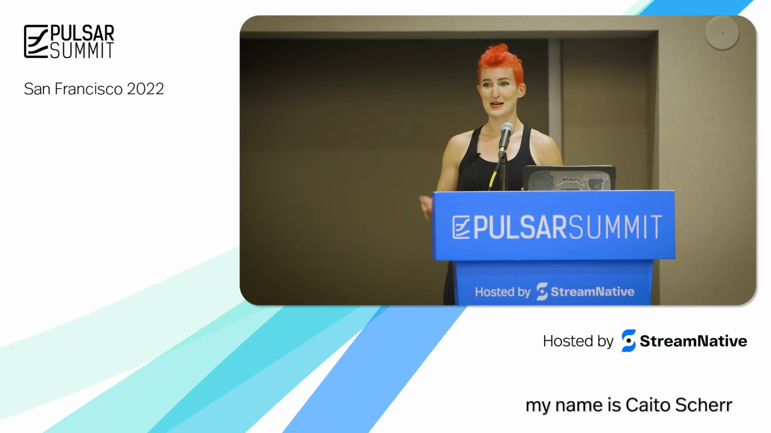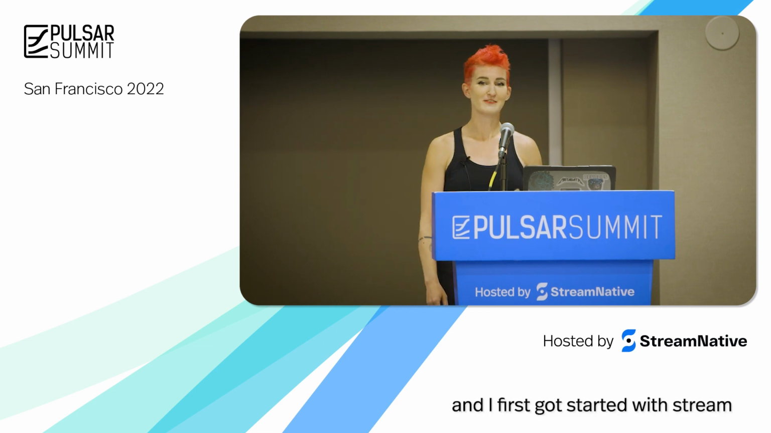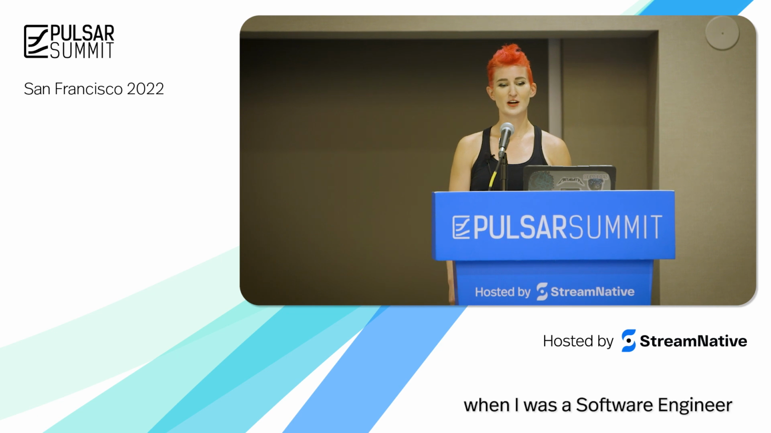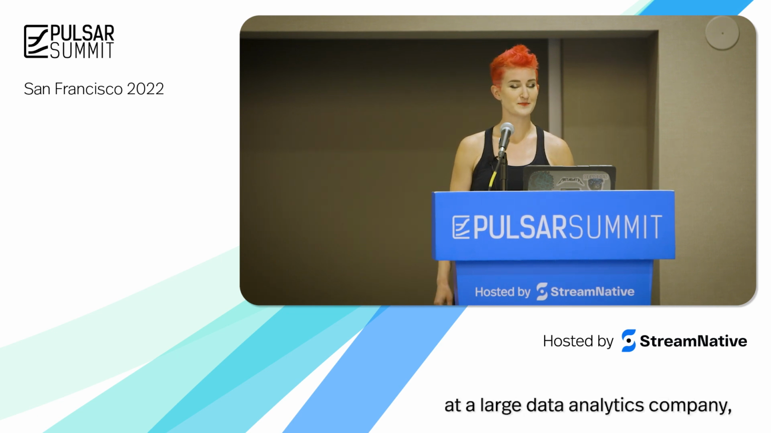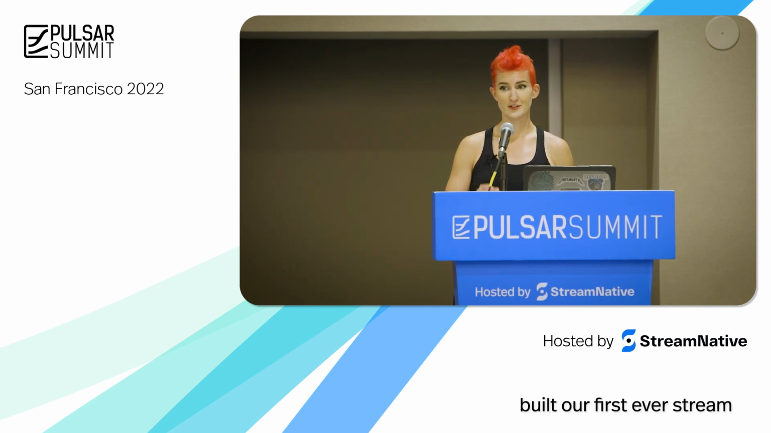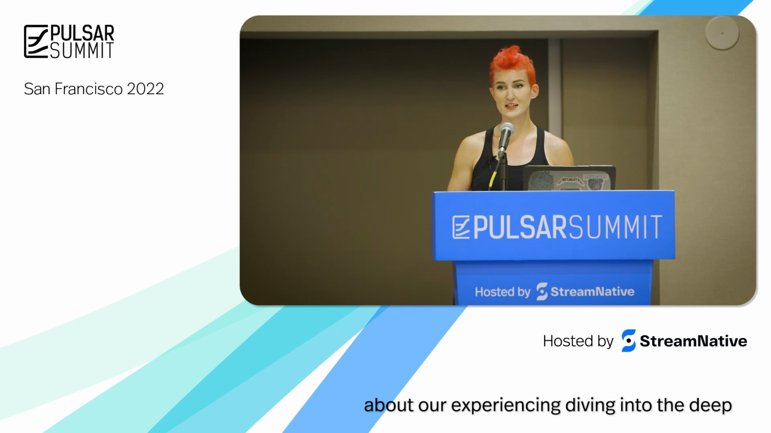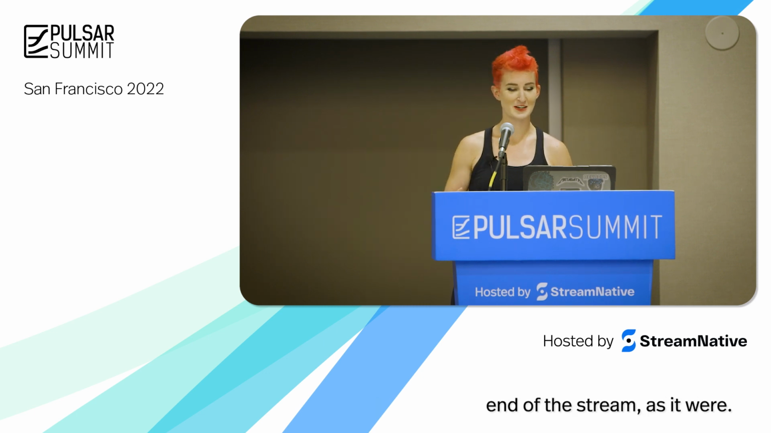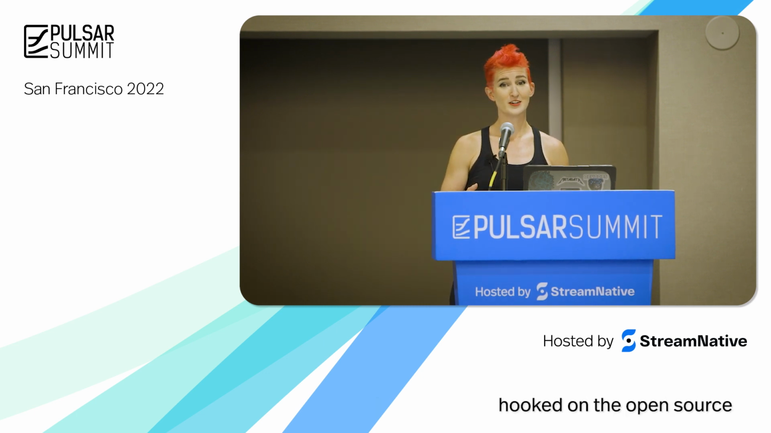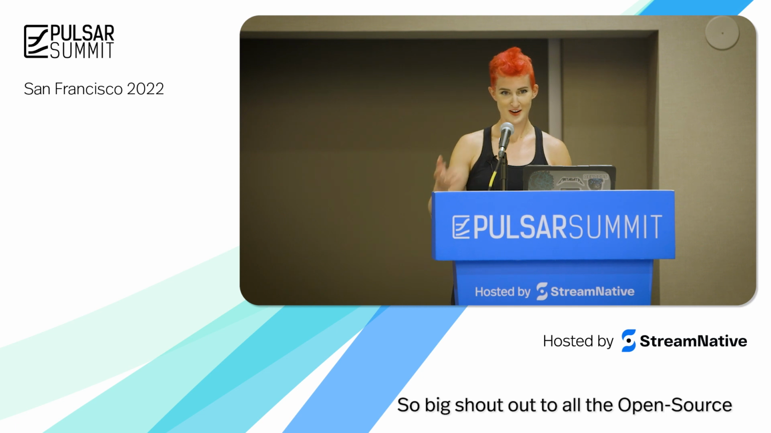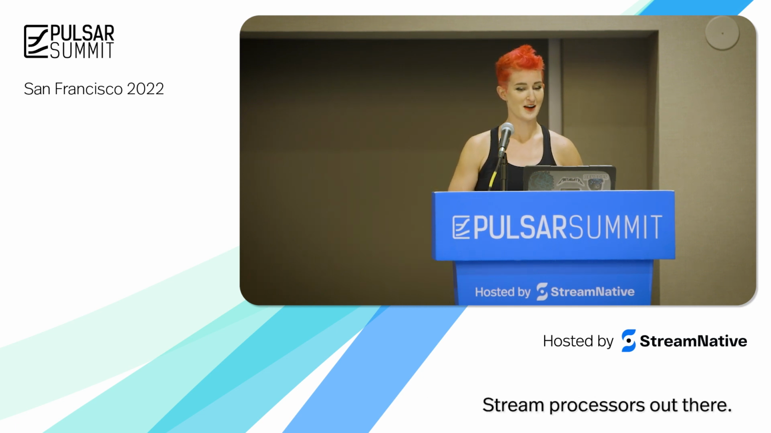For those of you who don't know me, my name is Kato Schur, and I first got started with stream processing in 2017 when I was a software engineer at a large data analytics company. My team at that company built our first ever stream processing data pipeline using Apache Flink. And I started giving talks at that point about our experience, diving into the deep end of the stream, as it were. And that's where I got hooked on the open source community, specifically around Flink, but also around stream processing. So big shout out to all the open source stream processors out there.